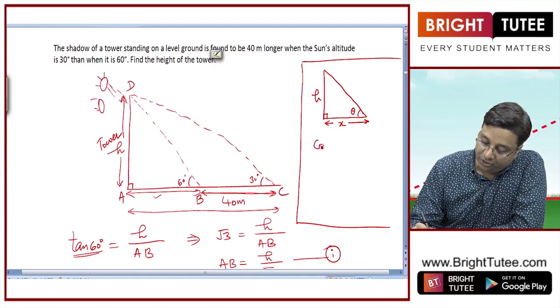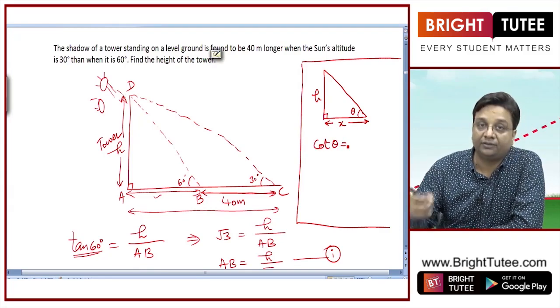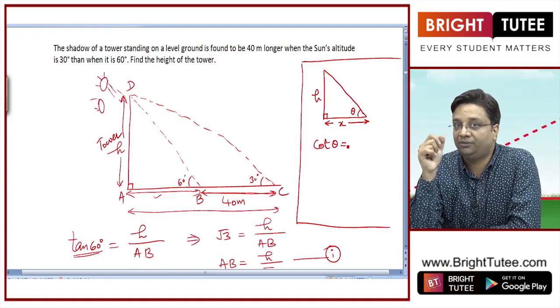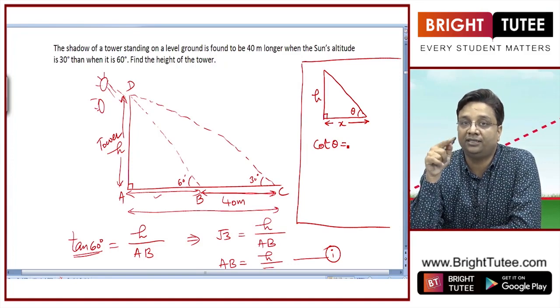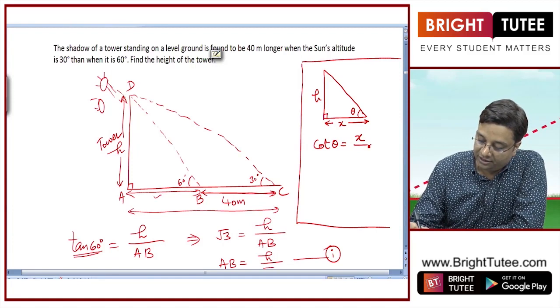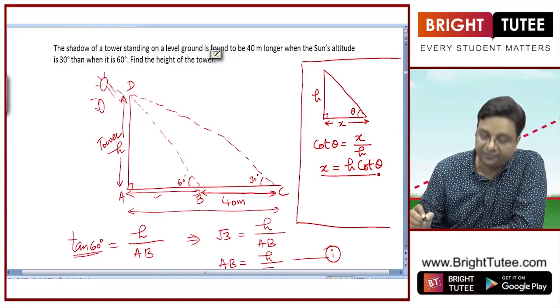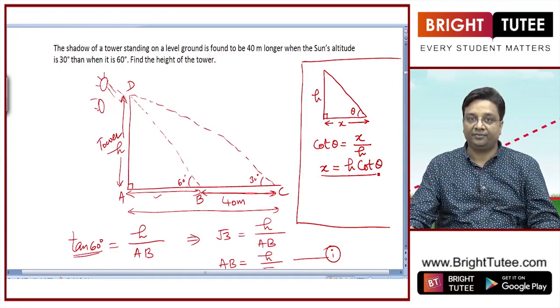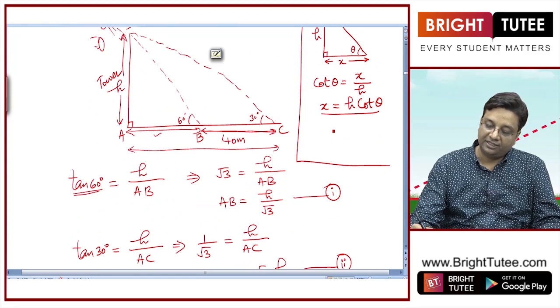What will be cot theta? What is tan theta? Tan theta is opposite by adjacent. So what is cot theta? It is adjacent by opposite, and adjacent is x, opposite is h. So what will be x? x is h cot theta, right? There is nothing technical in it.